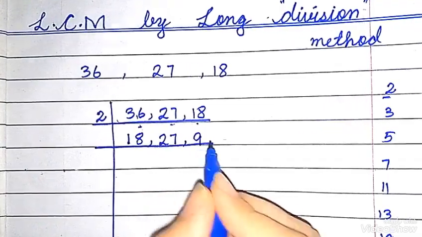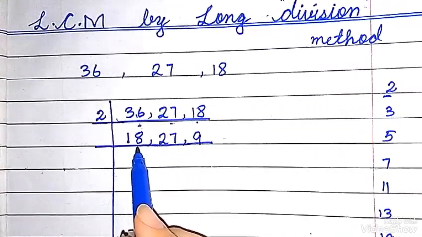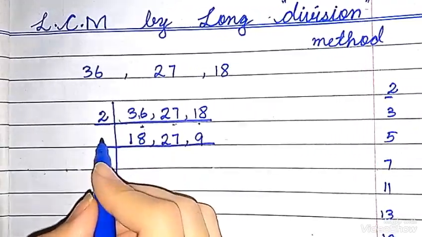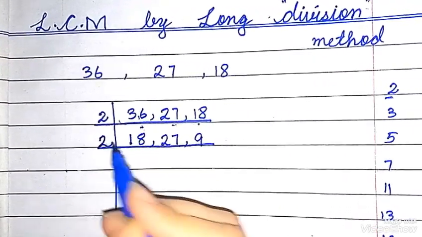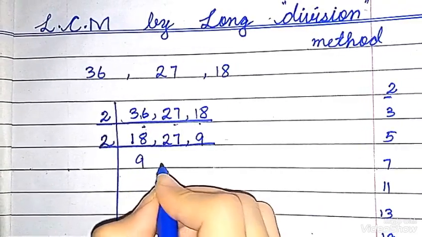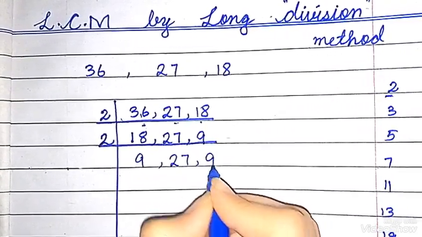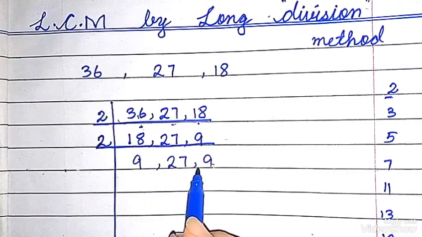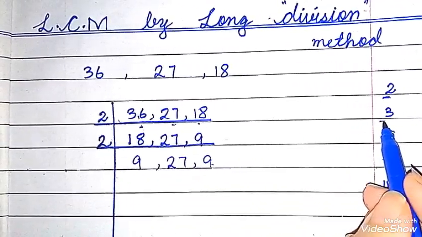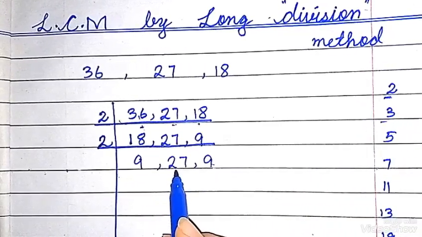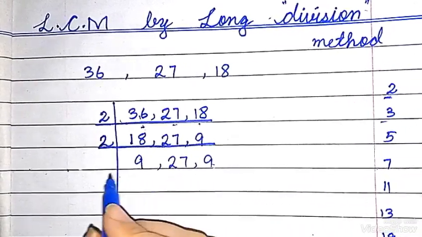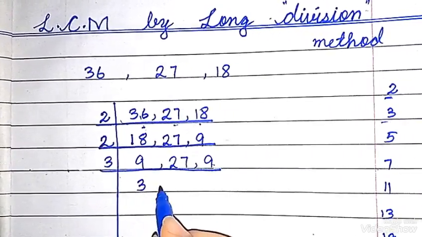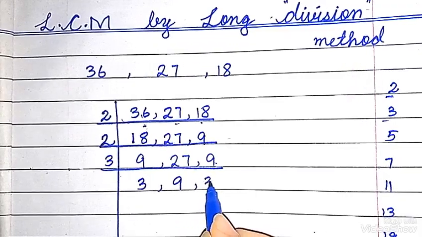In the next row we can see 18 is divisible by 2, but 27 and 9 are not. So we divide by 2: 2 nines are 18, and 27 and 9 come down as they are, since both are odd numbers. Now all the numbers are odd, so we shift to the next prime number, which is 3. 9 is divisible by 3, 27 is divisible by 3, and 9 is again divisible by 3. So we divide using the table of 3. 3 threes are 9, 3 nines are 27, and 3 threes are 9.